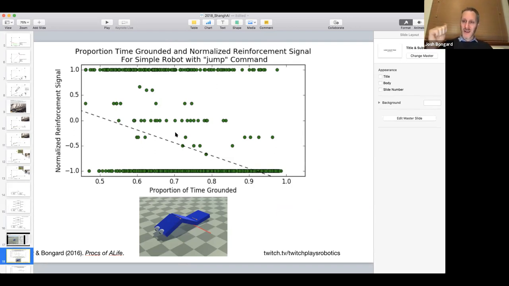And for points in the middle here, there was disagreement among the crowd. Some said, yes, it's kind of jumping. Others said, no, that's just kind of twitching. It's not really getting off the ground. Some sort of disagreement. So that's the data set. The first thing you could do is just simply perform linear regression on this data, and you get the dotted regression line that you see here.